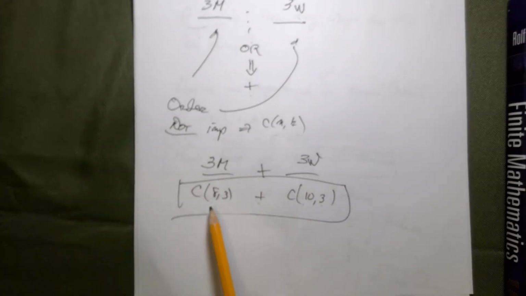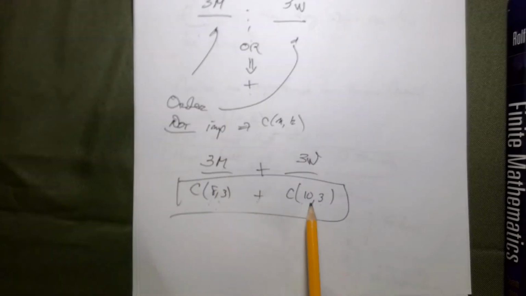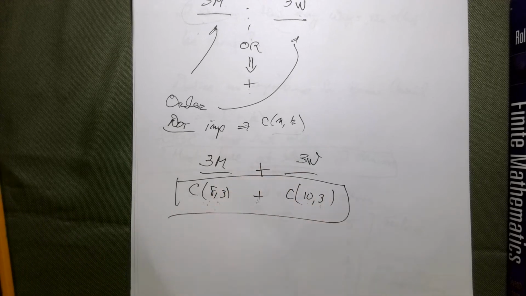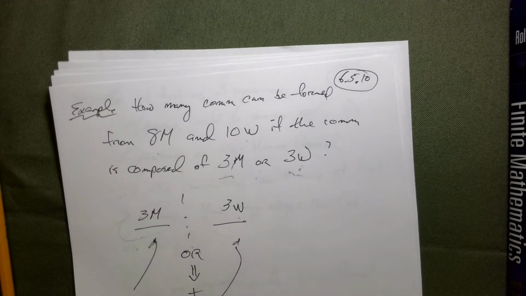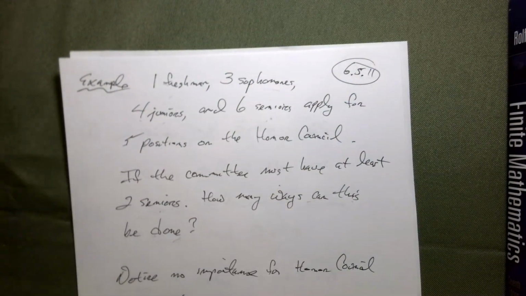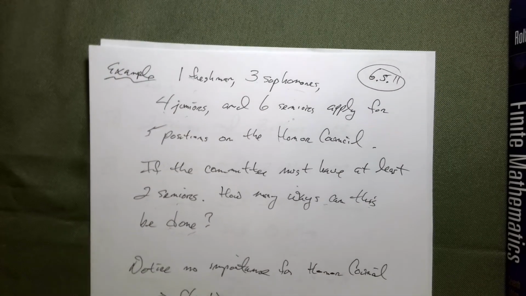So we have 8 men available, males. We're choosing 3. Or we have 10 women, and we're choosing 3. Notice the distinction between this and the previous problem. The previous one was "and." This one is "or." Okay.